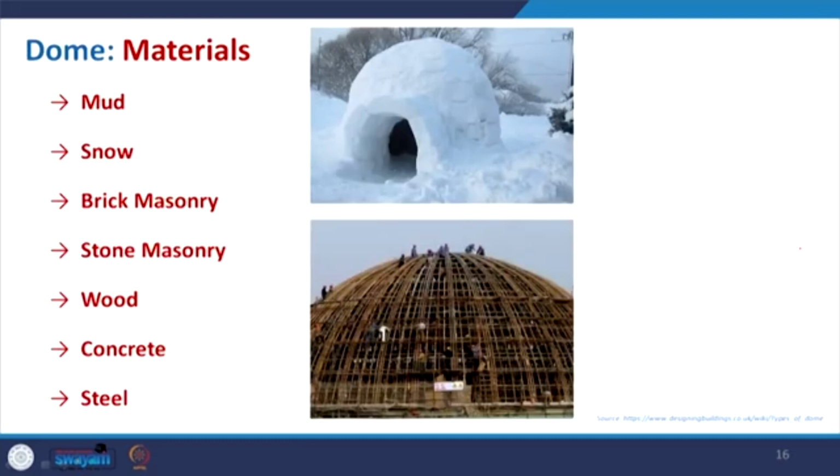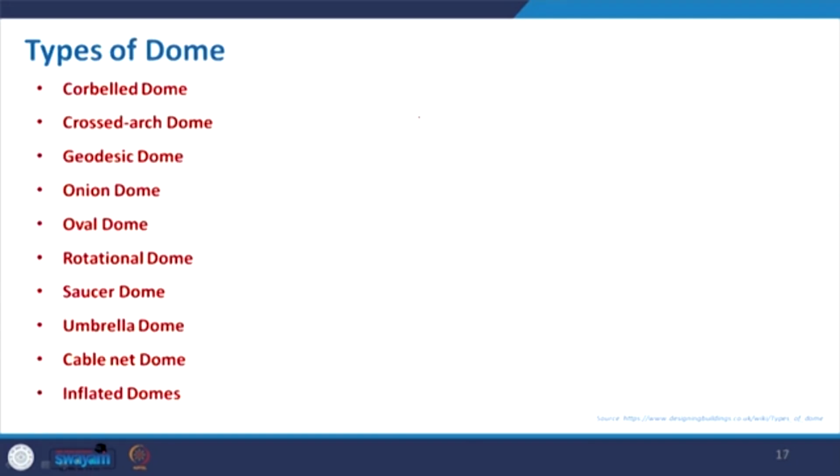Coming to the materials, as I already mentioned, it can be mud, snow, brick masonry, stone masonry, wood, concrete or steel. In this case you can see a temporary dome being created with bamboo. This is how beautifully they have been creating it. And this is an igloo being formed with compressed ice blocks, and then this dome being created.